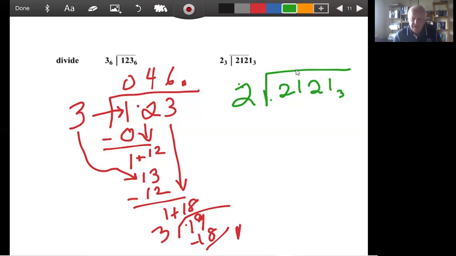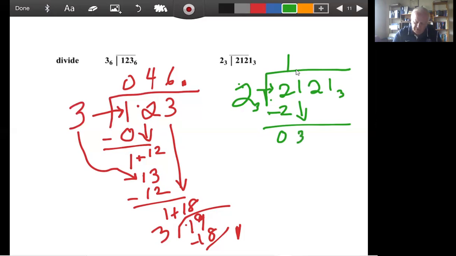Notice I don't really need to put the 3 there, because 2 in base 3 is the same as 2 in every base. So we'll divide. 2 goes into 2 once. That's 2. We subtract, we get 0. We bring down the next one, but it's not a 1, it's a 3 that we're bringing down.